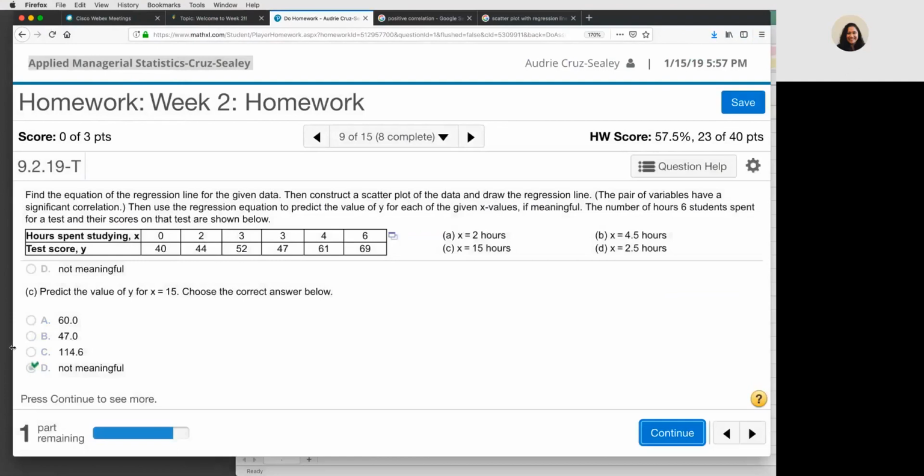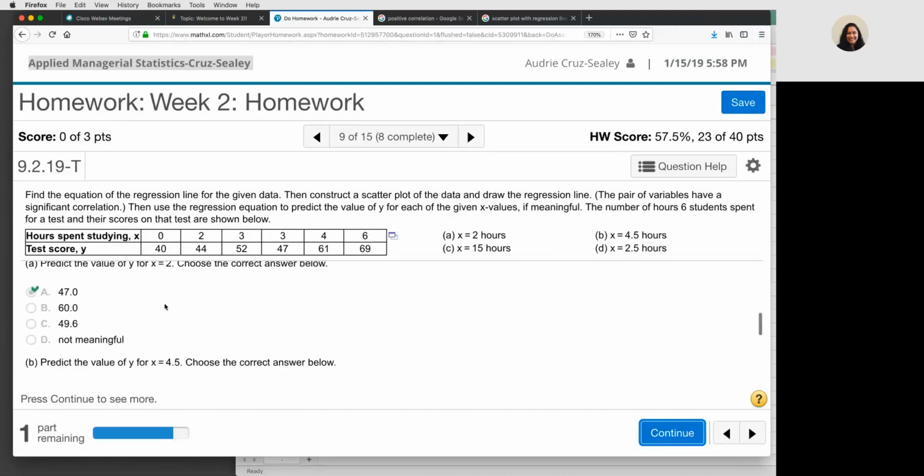And let me explain why. Not meaningful is because this x value does not fall in between the lowest and highest number for the x values. The lowest number you see is 0. The highest number you see is 6. So those are the only numbers that would be meaningful in this data, because you don't know if this is going to follow the same trend when you go past 6.